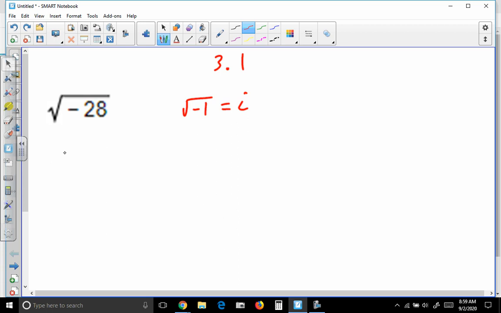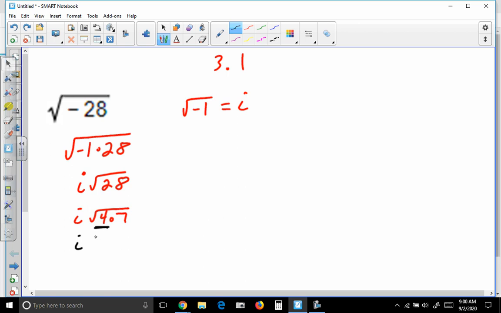So remember, if we have a number or something underneath here, we can write that, call that negative 1. And that allows us to take the square root of these separately. So the square root of negative 1 is i, and then we need to evaluate the square root of 28. Well, 28 is not a perfect square, but it is 4 times 7. So we can take the square root of 4 and get 2. 7 is not a perfect square, so it stays under the radical.